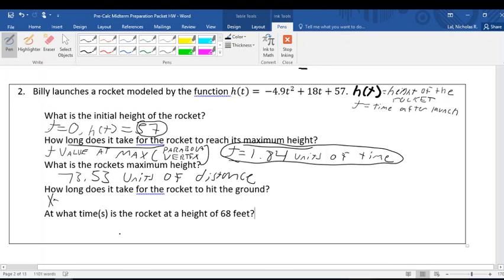So we have a coordinate of 5.71, 0. And notice our x coordinate is positive because it's after the launch takes place. So that's going to be 5.71 units of time.